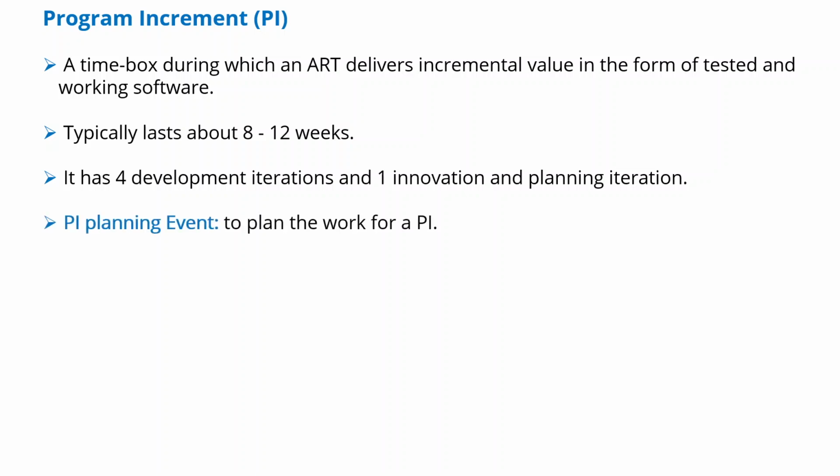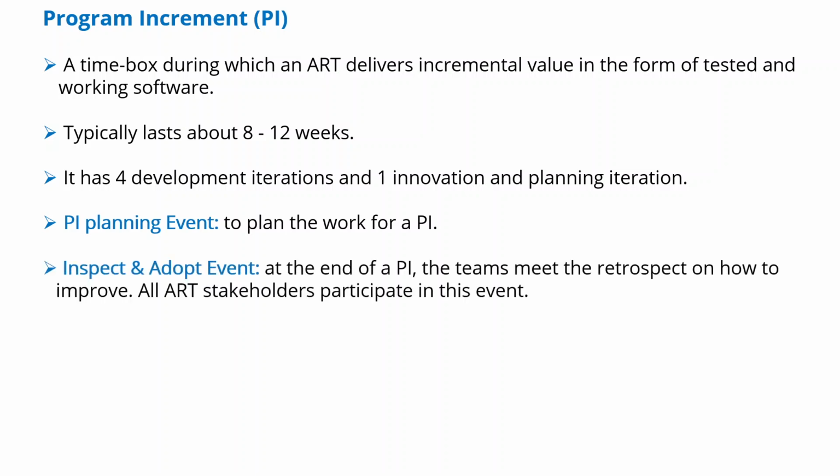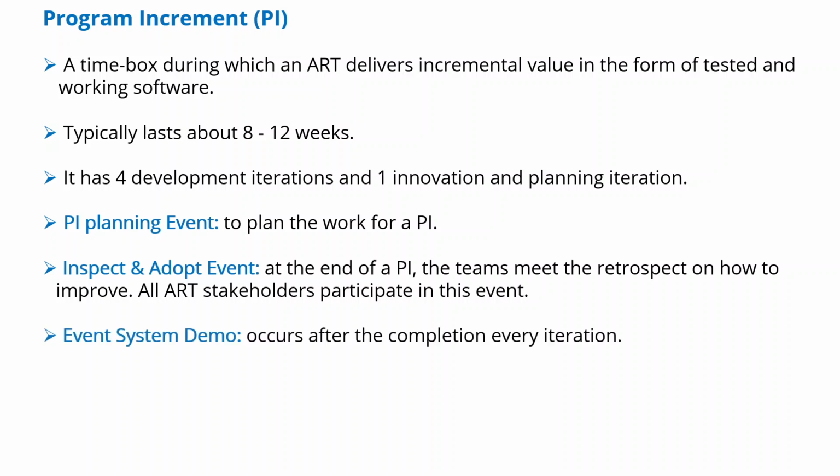The PI planning event aims to plan the work for a PI. The inspect and adapt event, at the end of a PI, is where the teams meet to retrospect on how to improve, and all the ART stakeholders participate in this event. The system demo event occurs after the completion of every iteration.